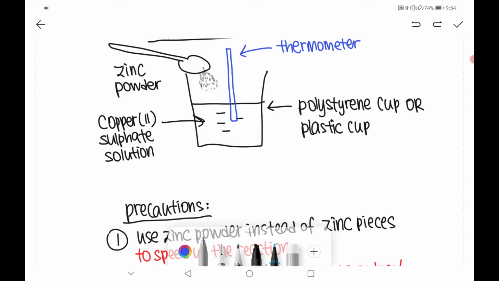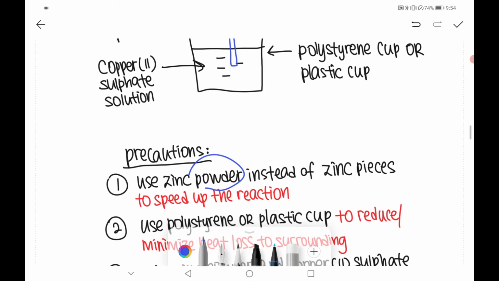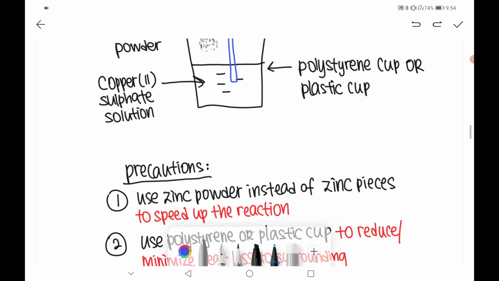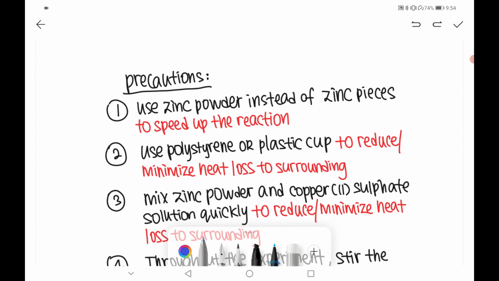We learn this in your Form 4 Chapter 7. We know that when we use powder, the reaction is very fast. So we use the zinc powder because we want to speed up the reaction. Yeah, that's it.